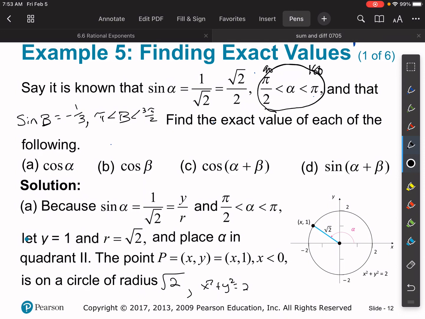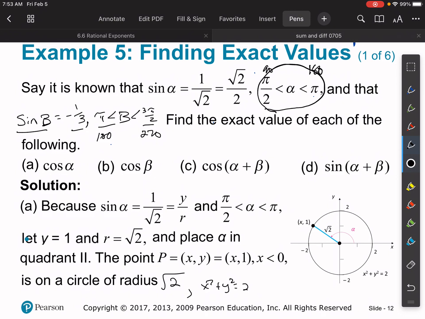And we also know that sine of beta, so here's a different one, is equal to negative 1/3, and that angle is between pi and 3 pi over 2, so between 180 degrees and 270 degrees. Find the exact values of each of the following: cosine of alpha, excuse me, cosine of beta, cosine of alpha plus beta, sine of alpha plus beta.